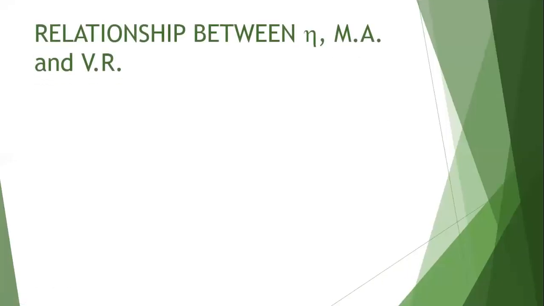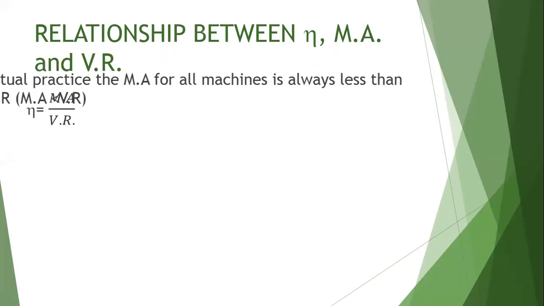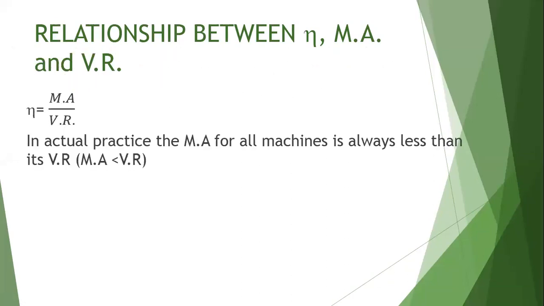So yesterday we discussed the relation between MA and VR. Okay, and we found that the efficiency is MA upon VR. Then we were talking about the most important thing about the actual and ideal machine.